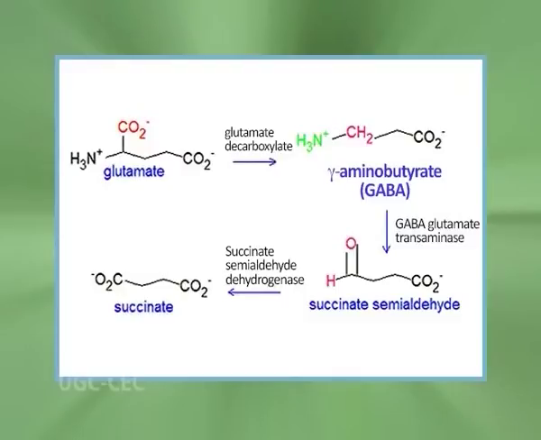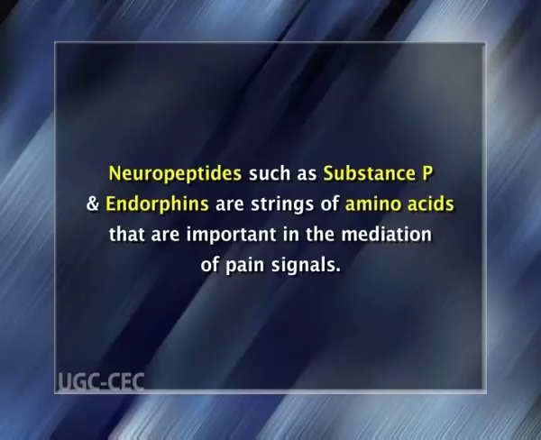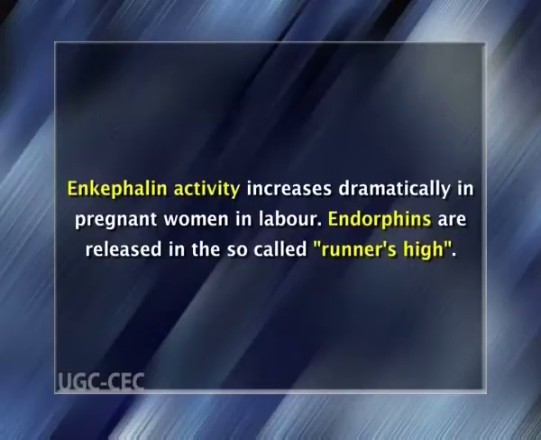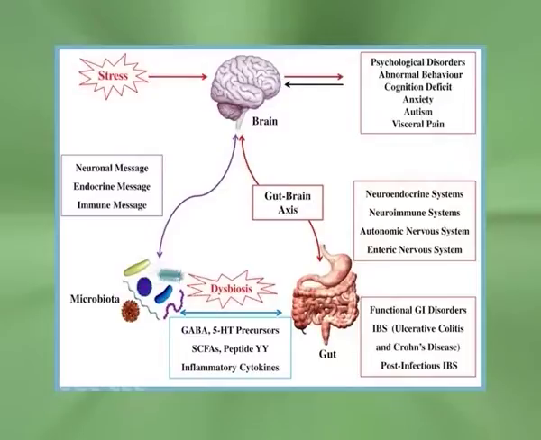The next most prevalent is GABA, which is inhibitory at more than 90% of the synapses that do not use glutamate. Neuropeptides such as substance P and endorphins are strings of amino acids that are important in the mediation of pain signals. Enkephalin activity increases dramatically in pregnant women in labor. Endorphins are released in the so-called runner's high. There is also evidence that neuropeptides such as gut-brain peptides are produced by non-neural tissues in the gastrointestinal tract.